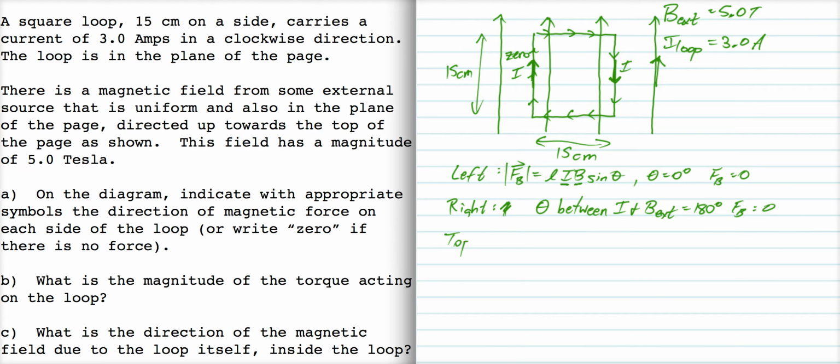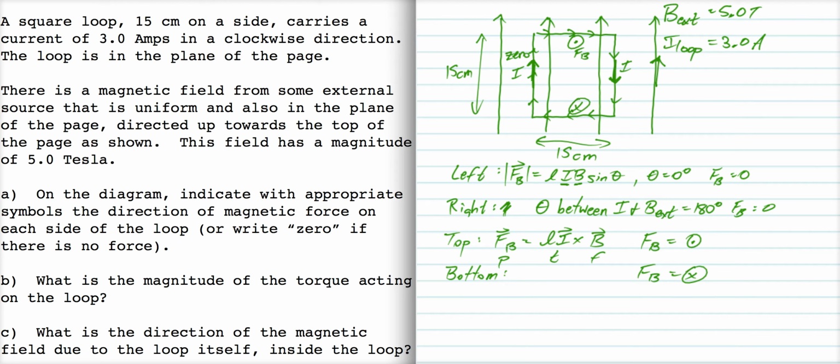On the top, we use the right-hand rule, L, I cross B, and we use the palm, thumb, finger rule. Well, if I point my thumb in the direction of the current, and my fingers in the direction of the magnetic field, then I get the magnetic force points out for the top. And for the bottom, I get that the magnetic force is into the page.